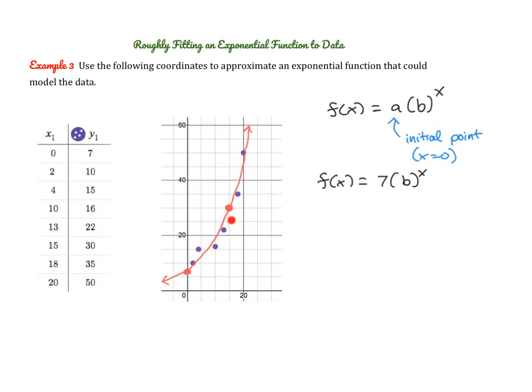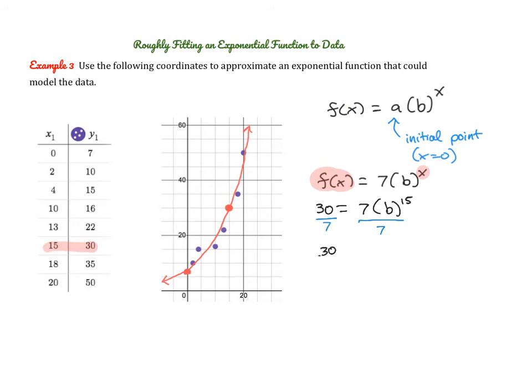So let's see if we can figure out which one this point is. I can see this point would be 15, 30. So we're going to use this point temporarily. We're going to substitute x with 15 and y with 30, and we're going to use that to help us find our b value. So we can say 30 equals 7 times b to the power of 15. Now we just need to solve for b. So we'll start by dividing both sides by 7.